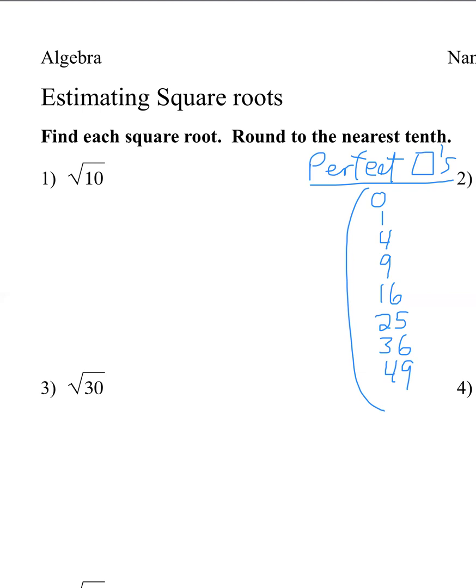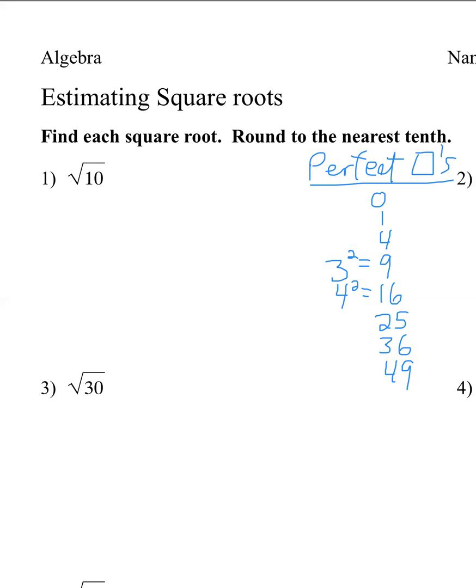Okay, so what I need to do is start off by figuring out in between what two whole numbers the square root of 10 is. If I look here, 10 would fall in between 9 and 16, right? To get 9, I do 3 squared, and to get 16, I do 4 squared. So what that tells me is that the square root of 10 is somewhere in between 3 and 4. Okay, do you see that?